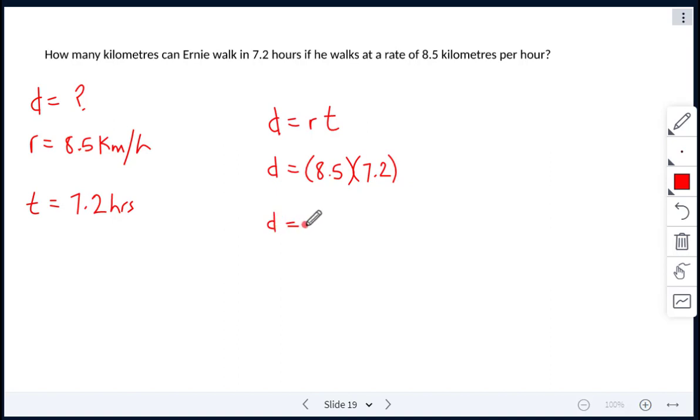Okay, so you just got to put that in the calculator. And I get 61.2 kilometers.